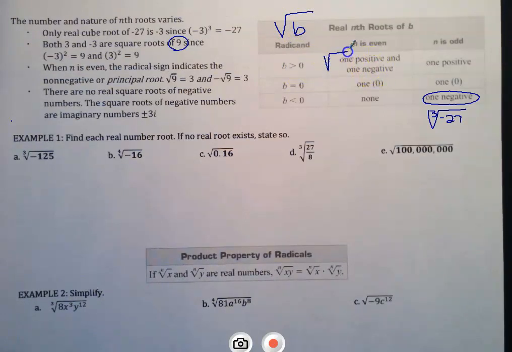So this is when the n is even. When our index is even, so here we had a square root. That's that example right there, the square root of 9.